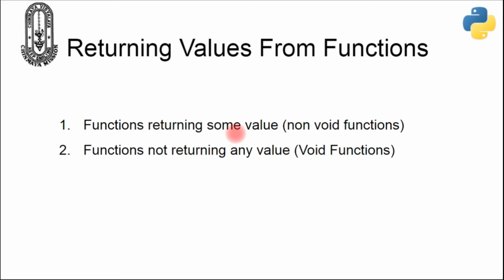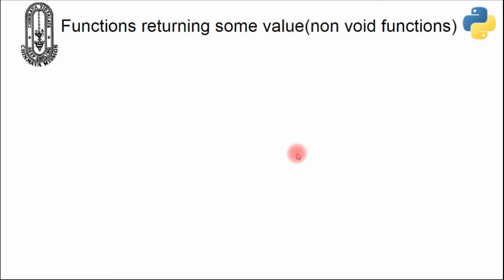Hari Om. Today we'll see the concept of returning values from functions. Functions in Python may or may not return a value. So here we have two types of functions in Python. First, functions returning some value, called non-void functions, and second, functions not returning any value, called void functions.